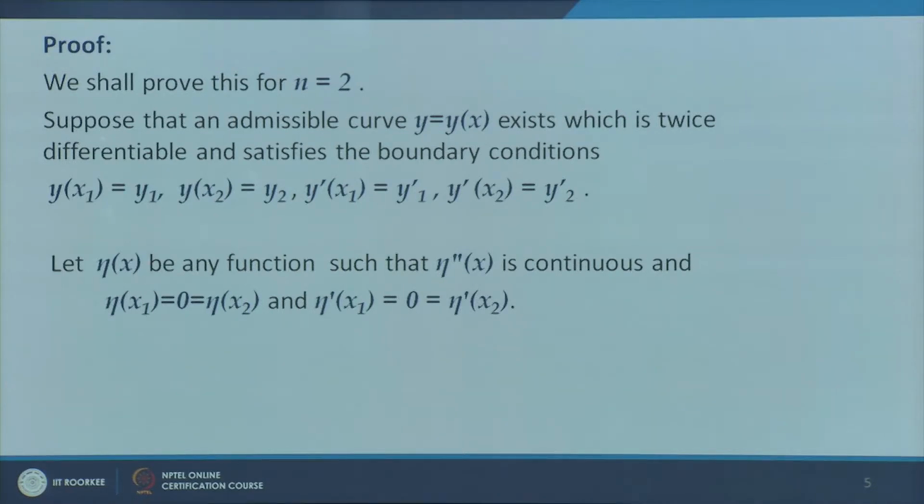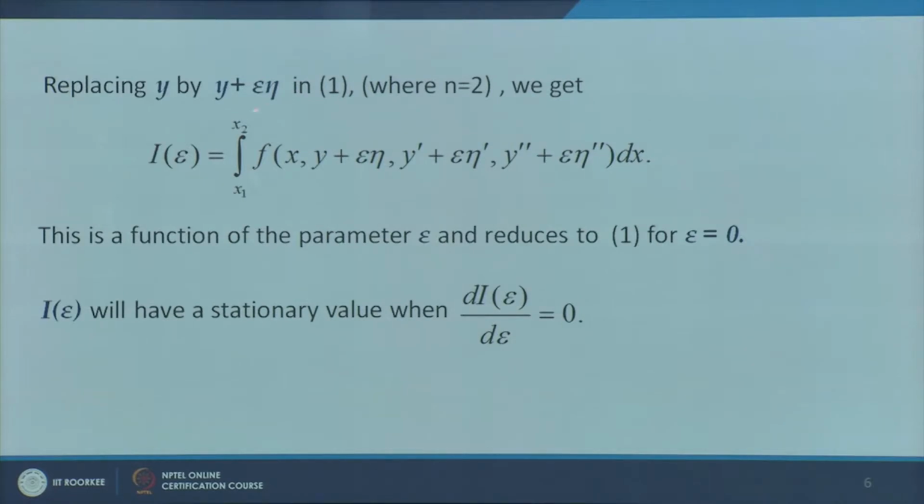Let eta(x) be a function which is twice differentiable and its second derivative is continuous, so it is continuously differentiable twice and its values at x1 and x2 are zeros. Its derivative also vanishes at x1 and x2. What we do is in the functional I for n equal to 2 we replace y by y plus epsilon eta.